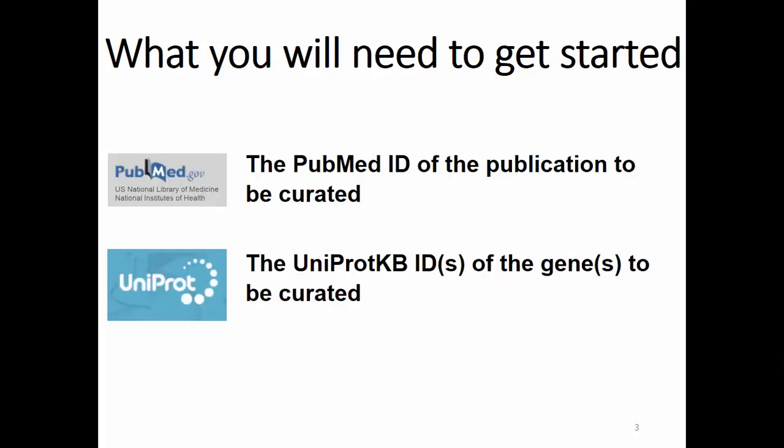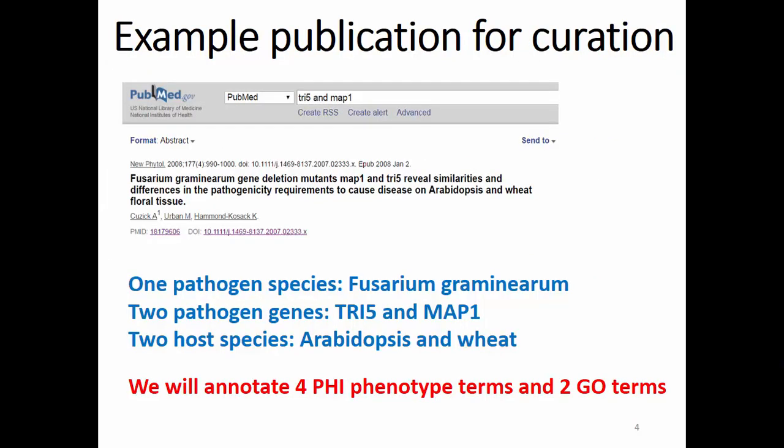To get started with PHI Canto curation, you will need the PubMed ID of the publication to be curated and the UniProt IDs of the genes to be curated. I have selected this publication as an example. Fusarium graminearum gene deletion mutants, MAP1 and TRI5, reveal similarities and differences in the pathogenicity requirements to cause disease on Arabidopsis and wheat floral tissue.